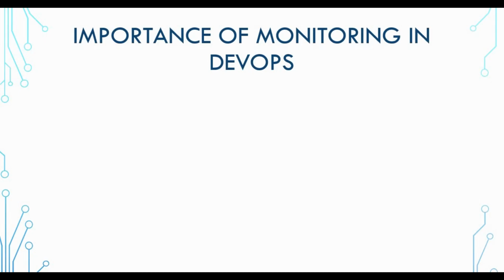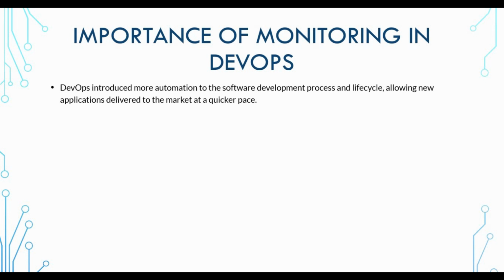Okay, great. So before we start, you also need to understand the importance of monitoring in DevOps. Usually people will think, what does monitoring have to do with DevOps? But since DevOps introduces more automation to the software development life cycle, because of the full automation process which we implemented, new applications or new products can be delivered to the market at a very quick pace, right? So that brings the concept of why monitoring is important in DevOps.